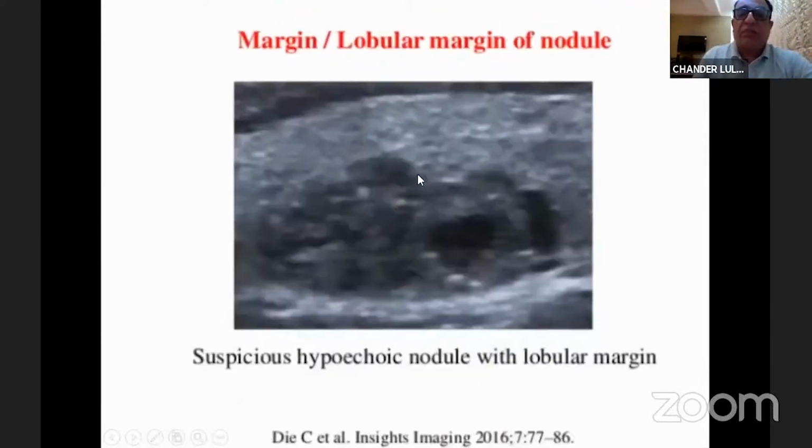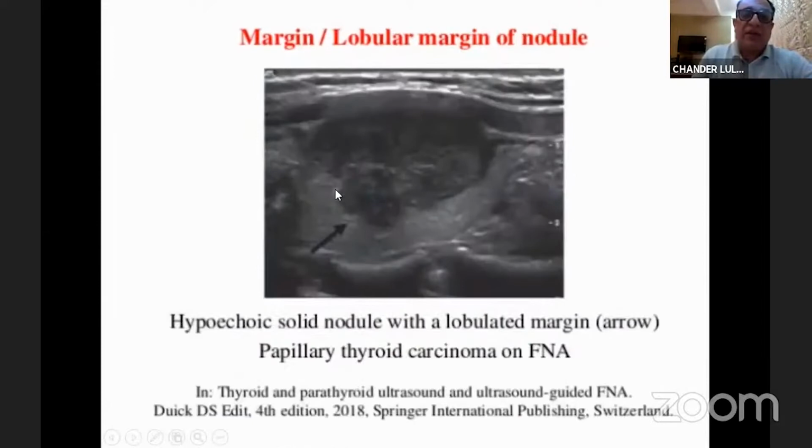If it has extreme nodularity or irregular margins, that is what we call lobulations. Of course, there are other features. And this is again lobulation here. It's encroaching on beyond the thyroid margin. This is very, very important.